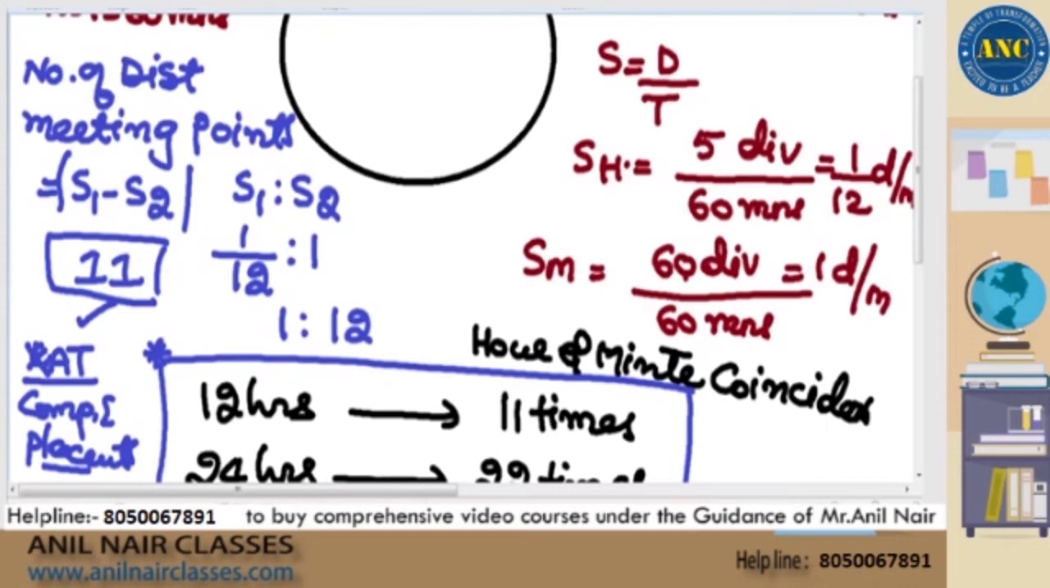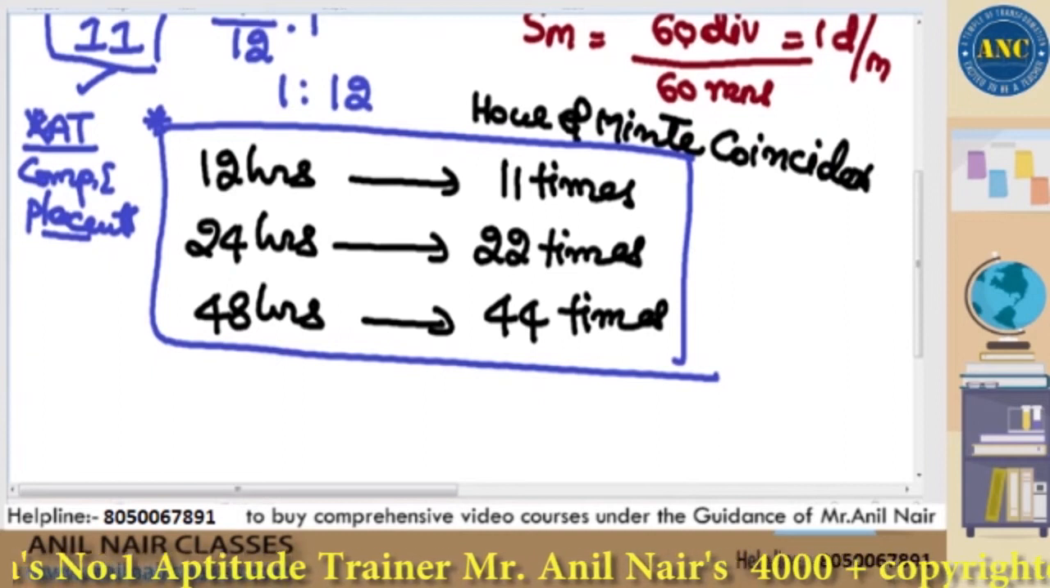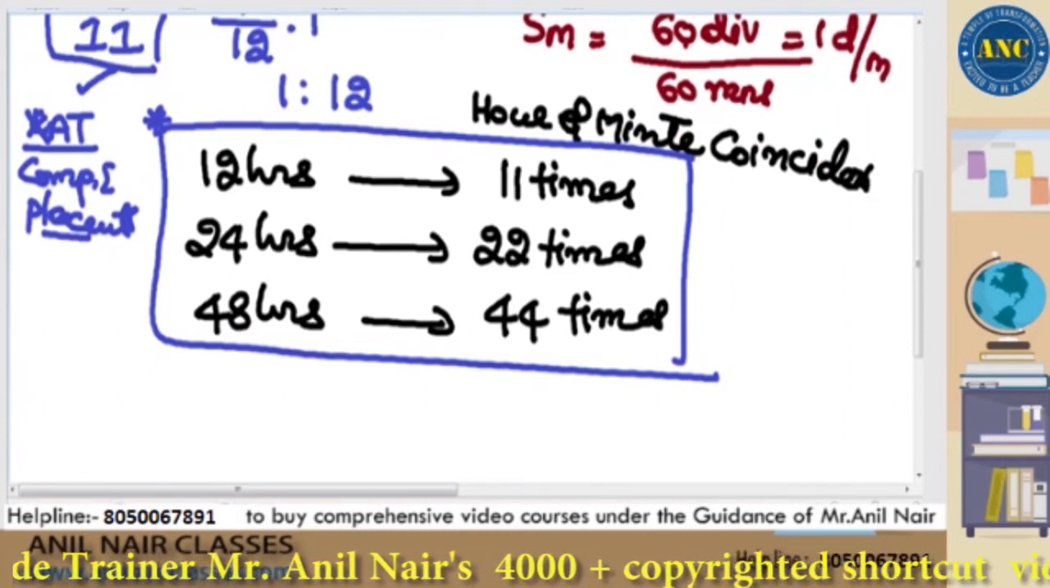I will discuss the opposite direction after discussing the same direction: two people same, one opposite, one same, two opposite, everything we will discuss. Speed of hour hand is 5 by 60, that is 1 by 12 division per minute. Speed of minute hand is 1 division per minute. This is the proof. Generally, teachers will give proof according to the time. This is according to this circular track concept.